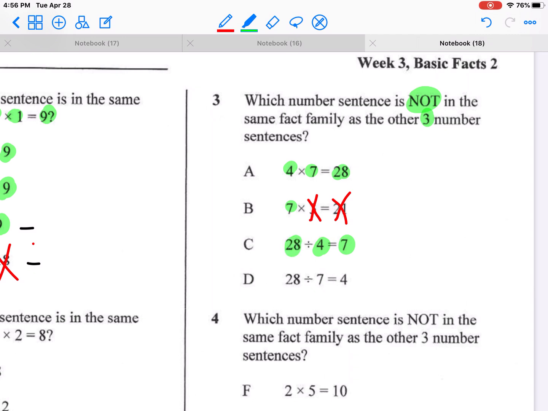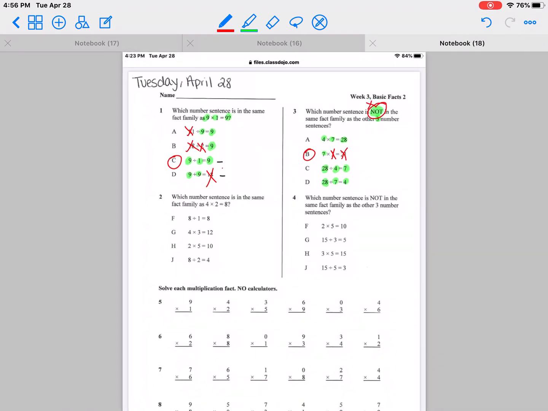Yes. So maybe. Okay. Do I have a 4? Yes. Do I have a 7? Yes. Do I have a 28? Yes. So my question was, which one is not? So which one does not or is not the same fact family as the other 3? My answer choice is B. Use those questions to answer 2 through 4 and then solve your multiplication facts.